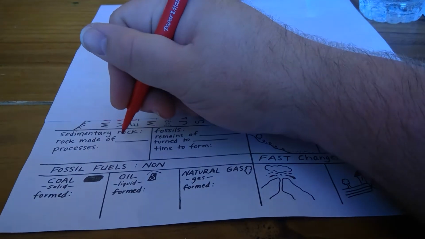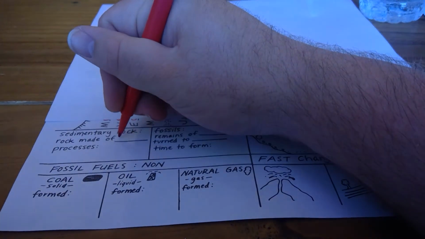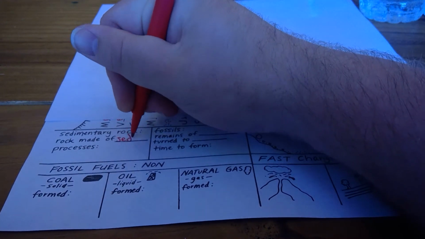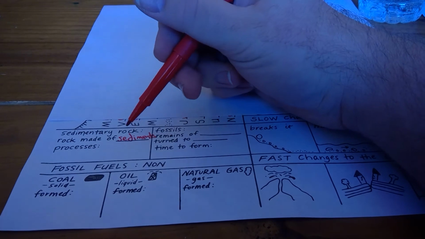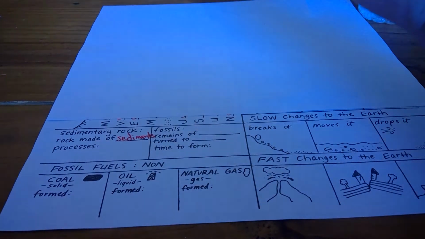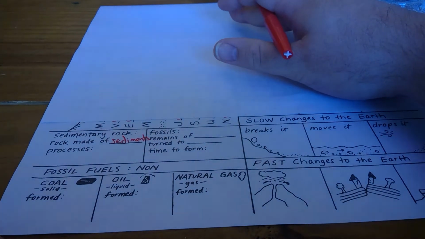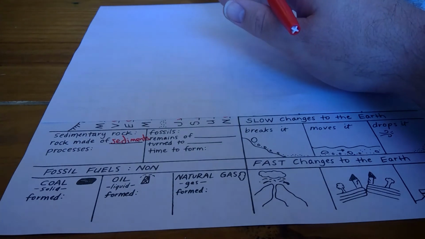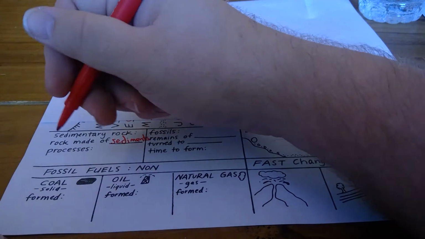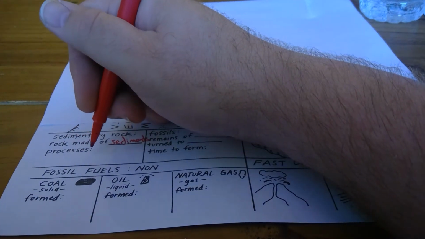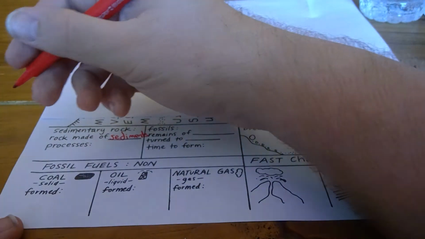This is rocks made of, hold on, wait for this, sediments. Isn't that great? Sediments. Okay. Sediments are, for all intents and purposes, just layers of different materials. They get put together to form a rock. So we've got a series of processes that will make that.